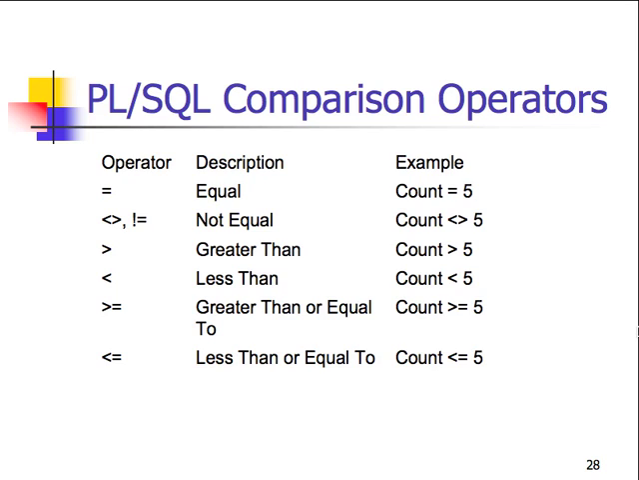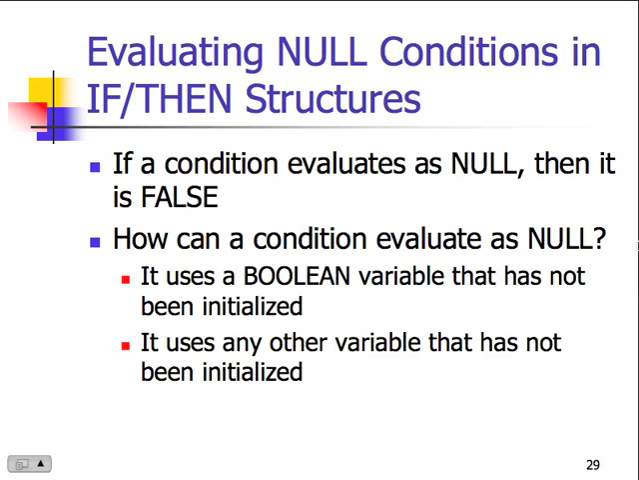So PL/SQL comparison operators, looking at here, we have the operator: the equals, the not equals, the greater than, the less than, all the things you might have in other languages as well. In terms of evaluating null conditions in the if-then structures, if a condition evaluates as null, then it is false. Well, it can't be true. So anything that's just not true is going to end up in the false category, including nulls.